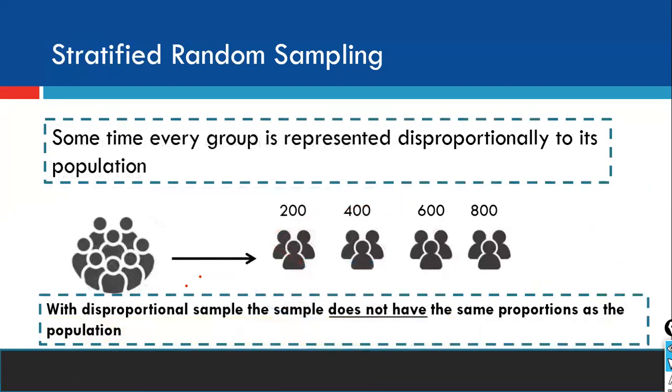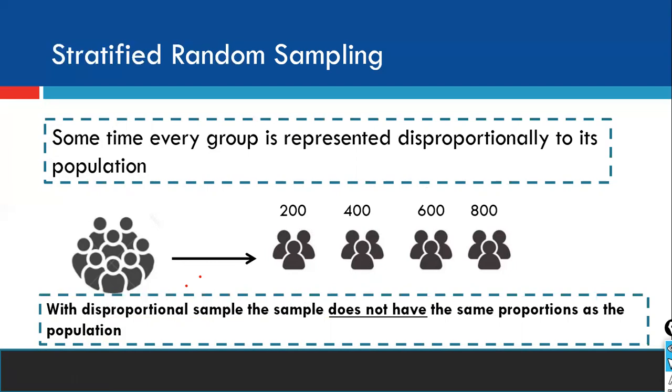The other case is if I have a disproportional sample. Sometimes every group is represented disproportionately to its population. For example, here I have 800, 600, 400, and 200. 800 Samsung, 600 MI, 400 some other, Vivo, and this is some other brand, 200. See here, we could see a lot of disproportion. If I want to draw 10 samples, in what proportion will you sample it?